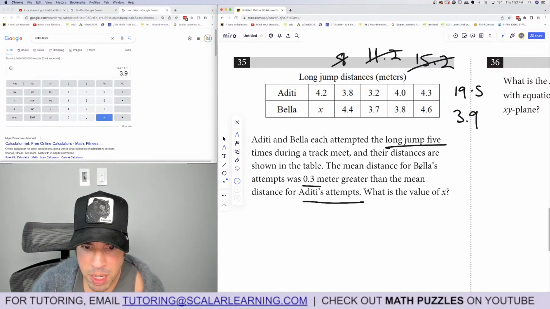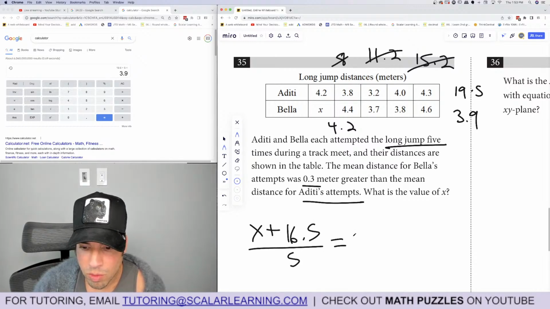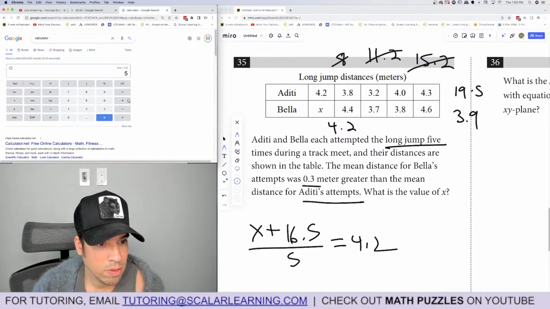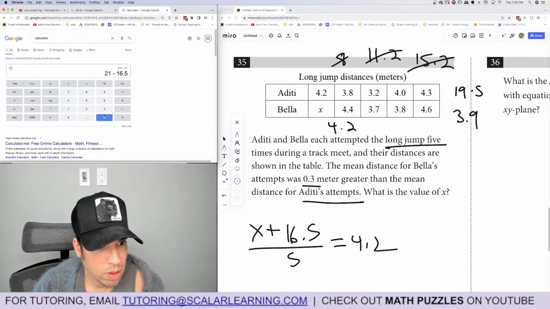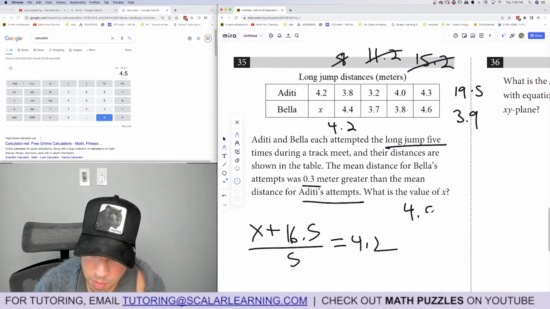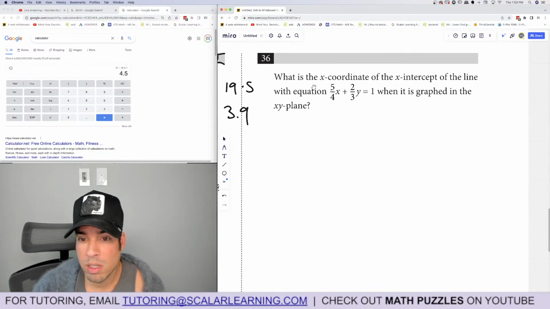And then the mean for Bella's, so Bella's mean is 4.2. So x plus all of this, x plus this would be 8.1, 11.9, 15.9, 16.5 equals 4.2. 5 times 4.2 is 21. 21 minus 16.5 is 4.5. I do remember this one a little bit. That number, 4.5.